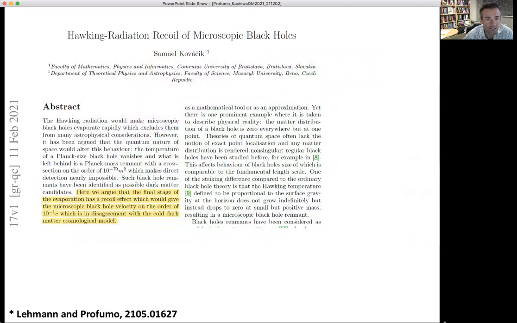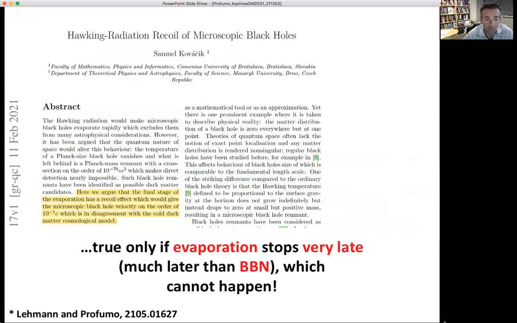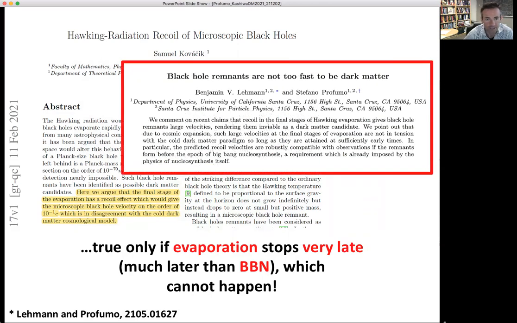Now, there have been claims that Hawking radiation would impart sufficient kicks to the relics at the Planck scale to make the dark matter too hot. Well, this is only true if evaporation stops very late in the game. In fact, it has to stop much later than BBN, which cannot happen because of BBN constraints. And so we've got a brief note out from May this year with my student Ben Lemon, where we show that black hole remnants are in fact never too fast to be the dark matter, so they're perfectly fine as dark matter candidates.